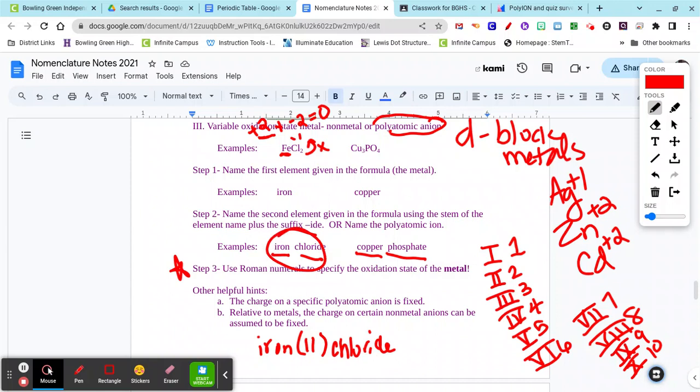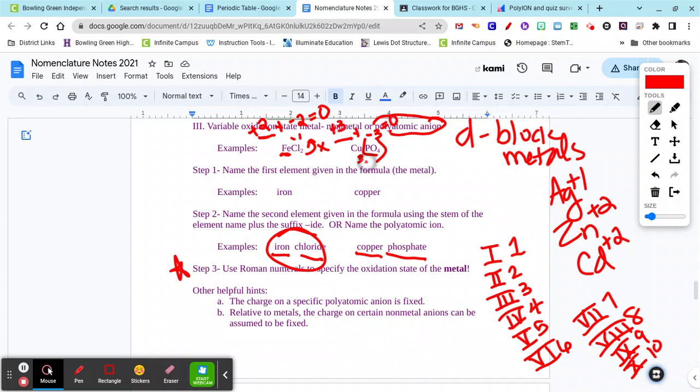Now, when we look at the second example for copper, I'll erase this now so I have more room. I know that PO4 is -3. That whole polyatomic ion is -3. That means this whole copper side must be +3 to equal 0.